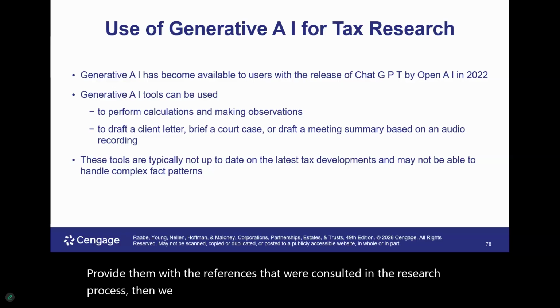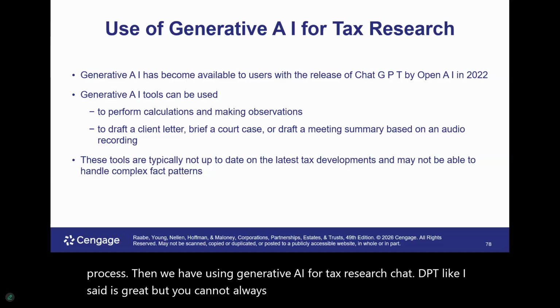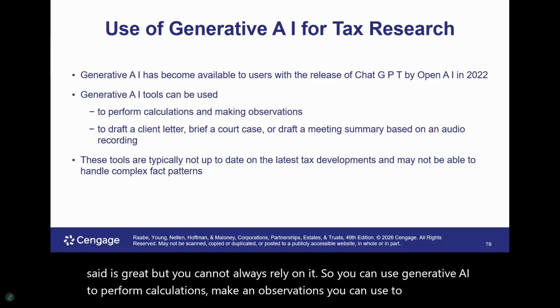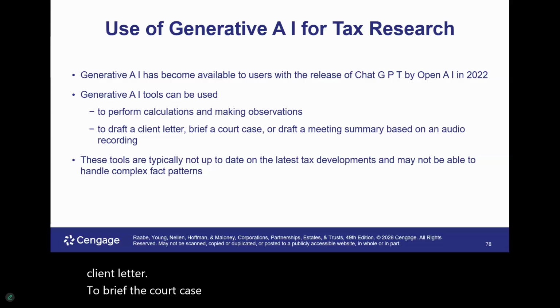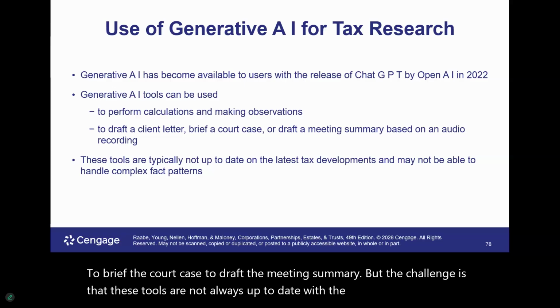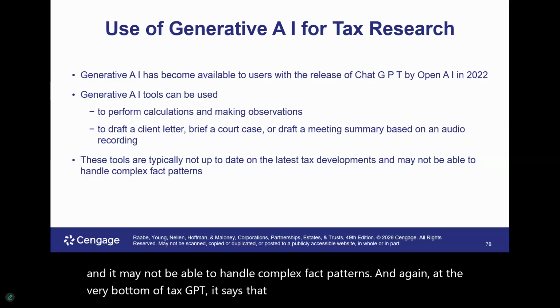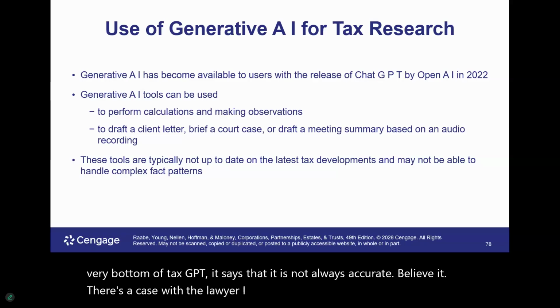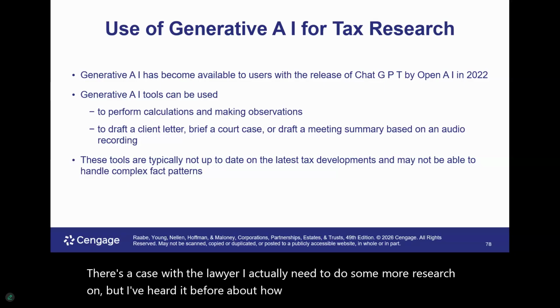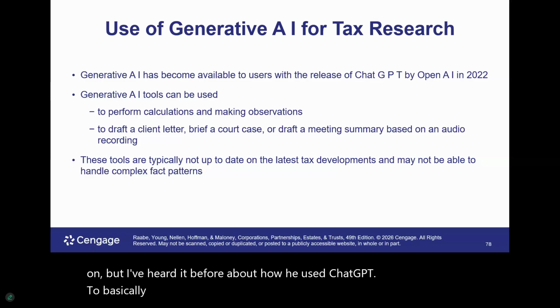Then we have using generative AI for tax research. ChatGPT, like I said, is great, but you cannot always rely on it. So you can use generative AI to perform calculations and make observations. You can use it to draft the client letter, to brief the court case, to draft the meeting summary. But the challenge is that these tools are not always up to date with the latest tax developments, and they may not be able to handle complex fact patterns. And again, at the very bottom of Tax GPT, it says that it is not always accurate. Believe it. There's a case with a lawyer. I actually need to do some more research on it, but I've heard about how he used ChatGPT to basically draft up something for his court case.